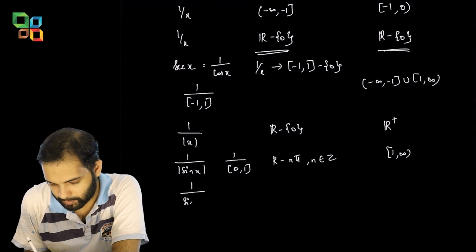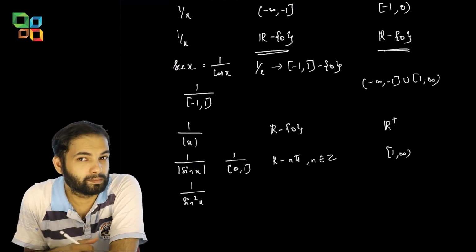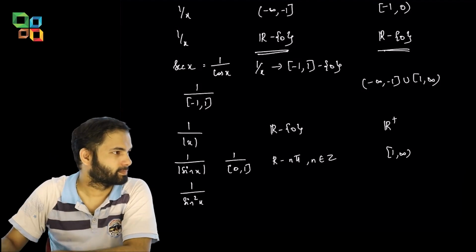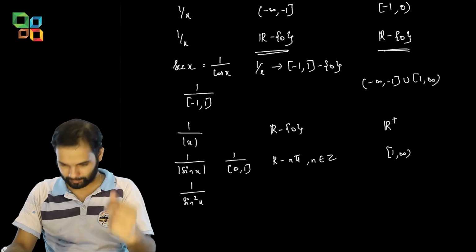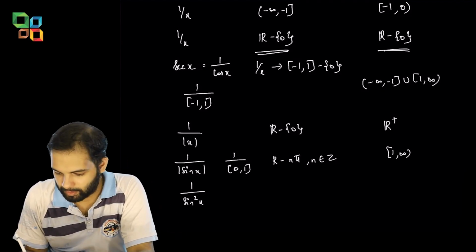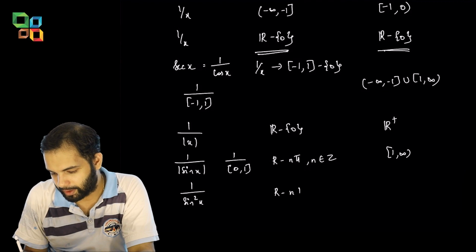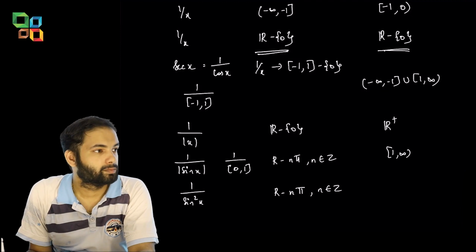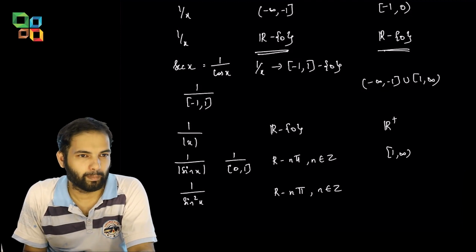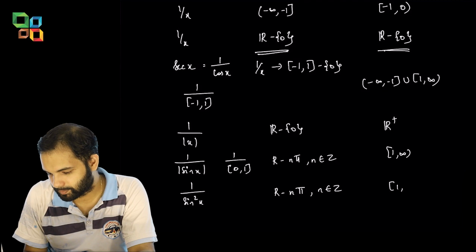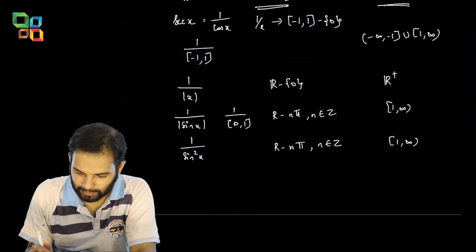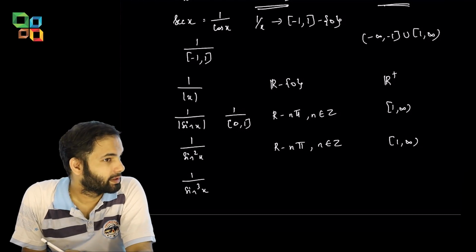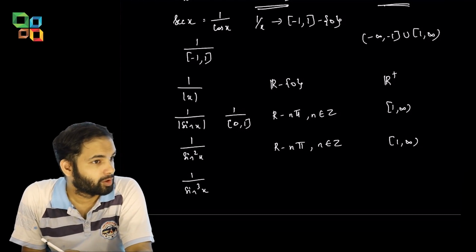1 by sine square x. Let's start with the domain. Same domain. Okay. R minus n pi. Okay. Range. Same. No change. Okay, fine. 1 by sine cube x. All reals.